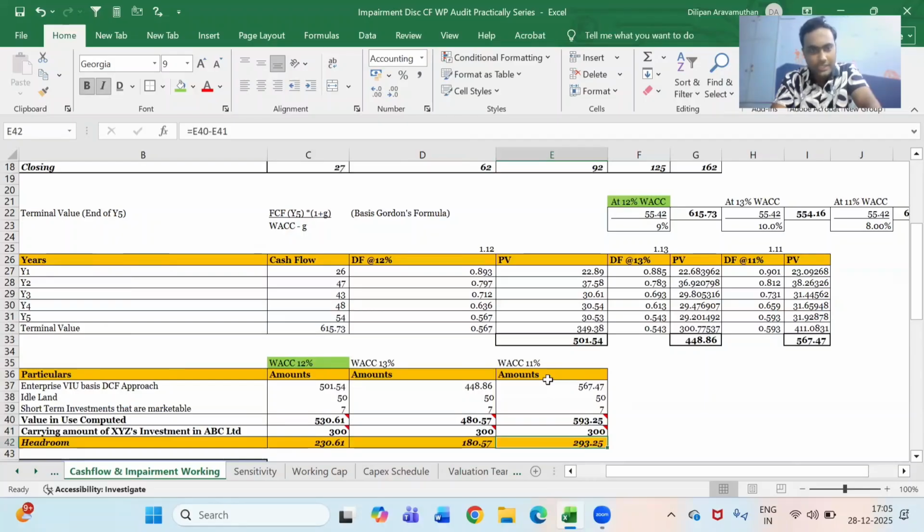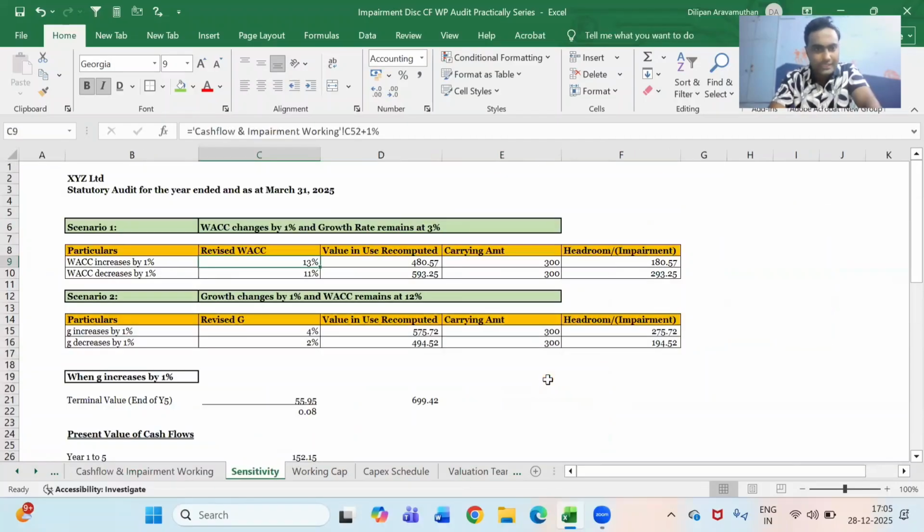And if you see, the headroom is highest in this case. Why is it highest in this case? Because in the denominator, I'm taking a lower present value factor or a lower weighted average cost of capital, which is leading to a higher result. I hope that is very clear, guys. This was the first case scenario.